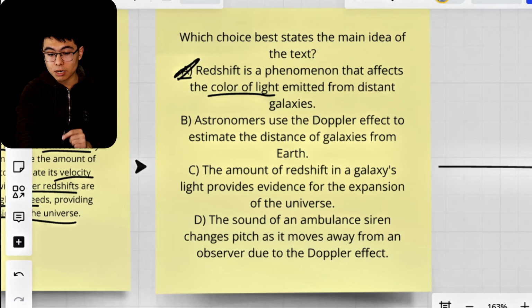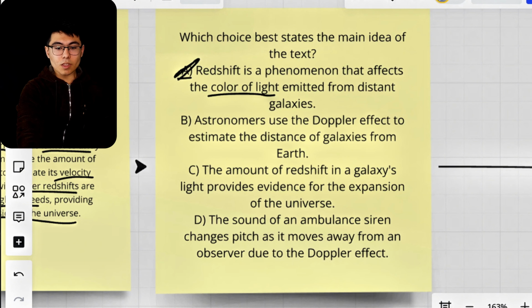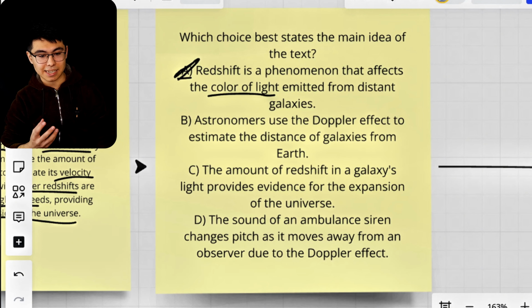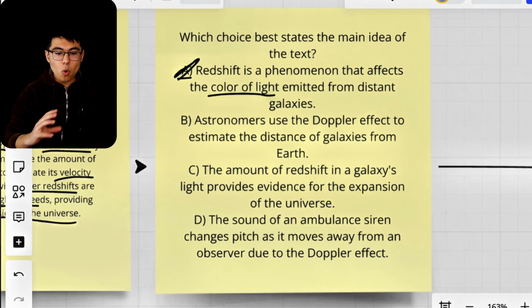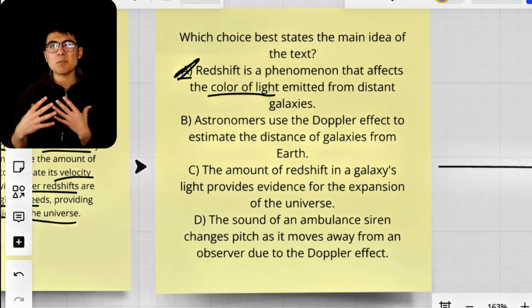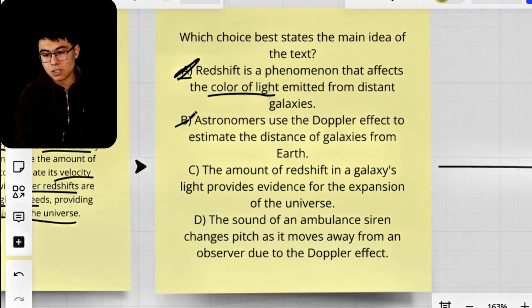Choice B: astronomers use the Doppler effect to estimate the distance of galaxies from Earth. The passage did say that astronomers use redshift, but it doesn't say that astronomers use the Doppler effect to estimate distance. The Doppler effect is mentioned only as a comparison here. It's not the main focus, so it shifts the main focus of the passage. That's why B is also wrong.